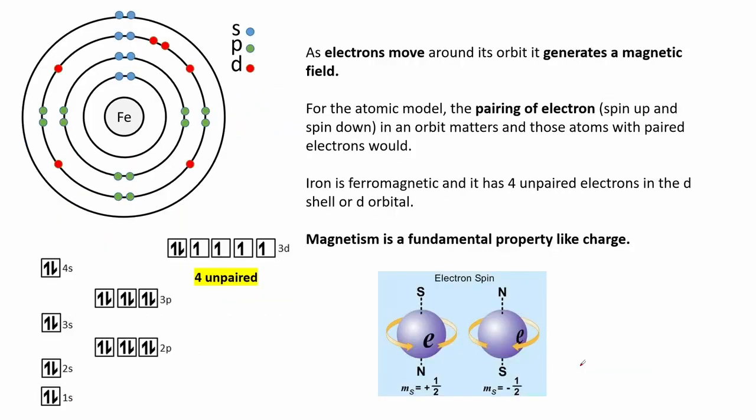We recall, as the electrons move around their orbit, they generate a magnetic field. So we expect all matter to be magnetic, but this is not what we observe in reality. The reason is that there is cancellation of magnetic field effects due to different orientations, such as in the domains where tiny magnets inside an object have different orientations, and the net magnetic field would result in zero. For the atomic model, the pairing of electrons, spin up and spin down, in an orbit matters. Iron is ferromagnetic, and it has 4 unpaired electrons in the d shell or d orbital. Magnetism is a fundamental property like charge.